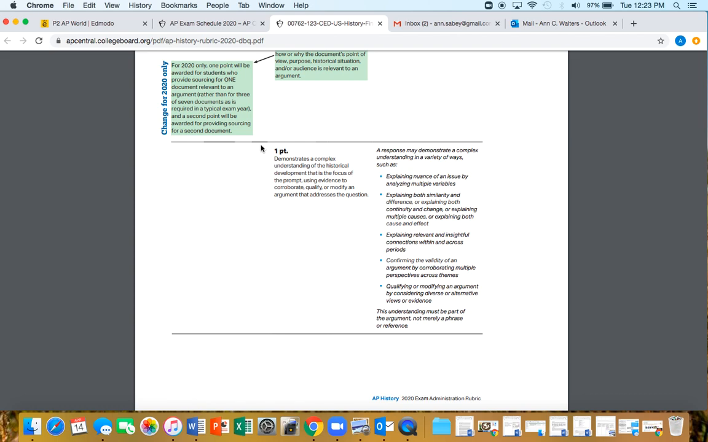You can also show complexity if you compare the topic of your prompt to another time period or another region, but you really have to write in detail about that comparison to get that complexity point. It can't just be a one sentence add on, they won't give it to you. Also, you have to remember that that comparison is different from outside evidence. So you want to be careful with your complexity. And that's something that we can work on in an online session as well.